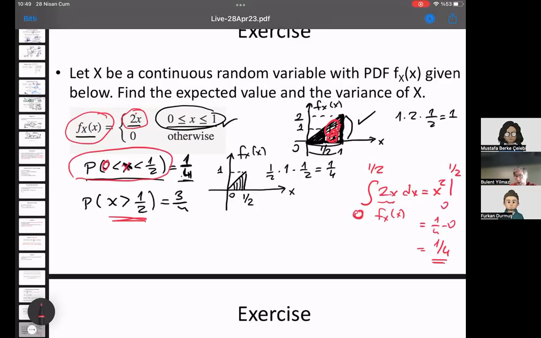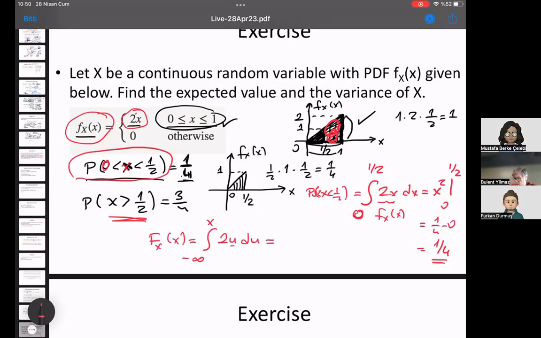Is this clear, guys? So I can do it by looking at the PDF and drawing everything in the PDF graph. If it is not easy to draw, then go and find out the integral between 0 and 1 over 2. Okay? So what is the CDF of this? How can I find it? Between minus infinity to x, I'm going to write 2u du, and this is going to be my CDF.